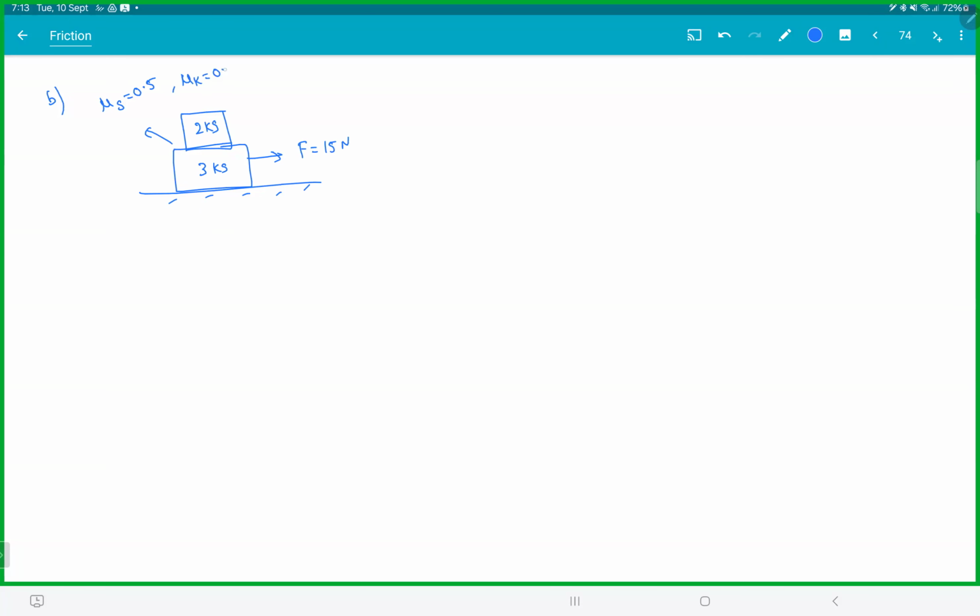Mu K is 0.2. Now there is friction on the ground also. Mu S is 0.2 and mu K is 0.1. Now can you repeat the question? Find acceleration of the blocks.